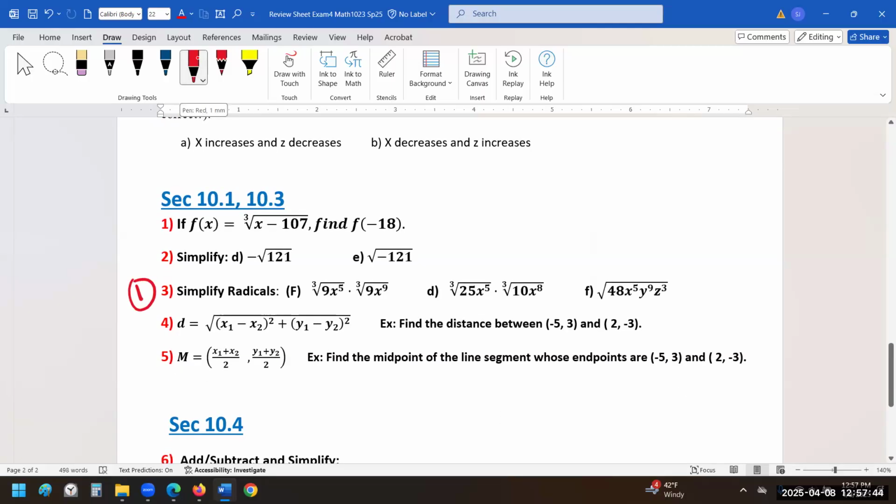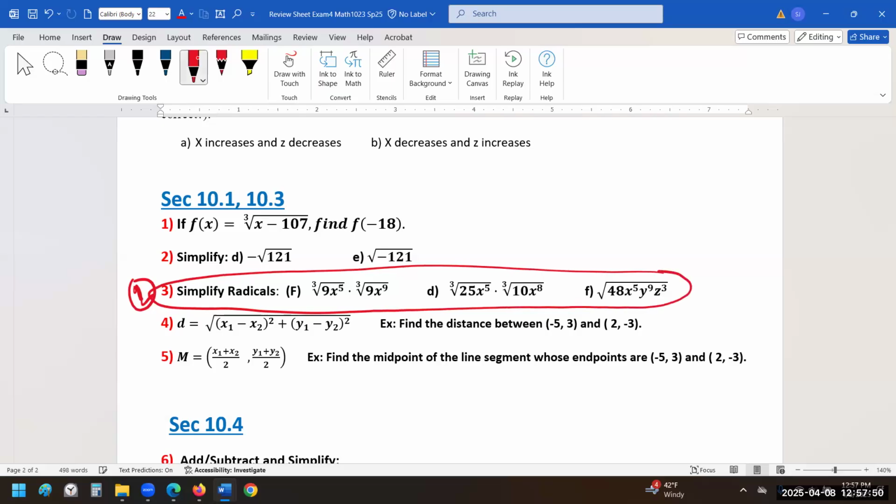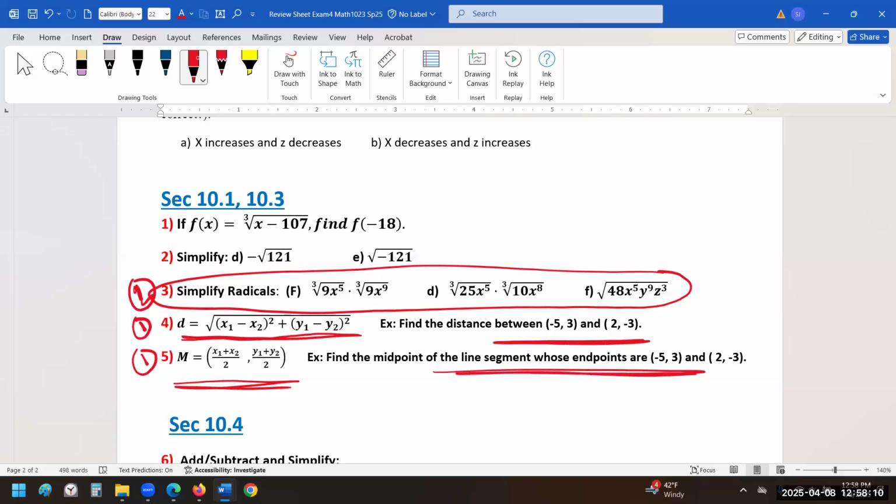Two from this. One distance, one midpoint, but that one has two parts. In one part, you're going to state the formulas. And in the next part, you're going to find the distance and the midpoint. So two questions, but four parts.